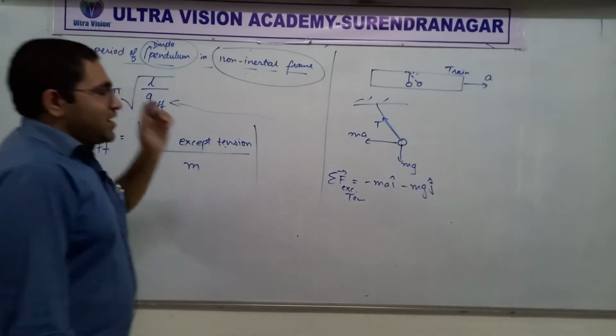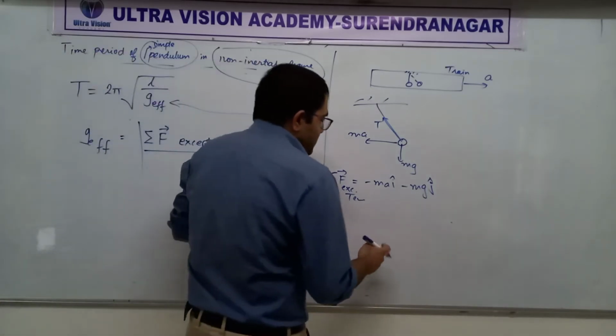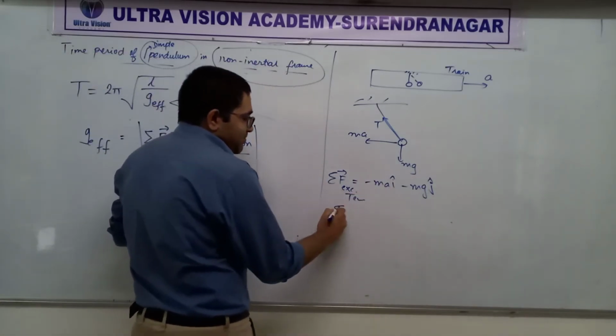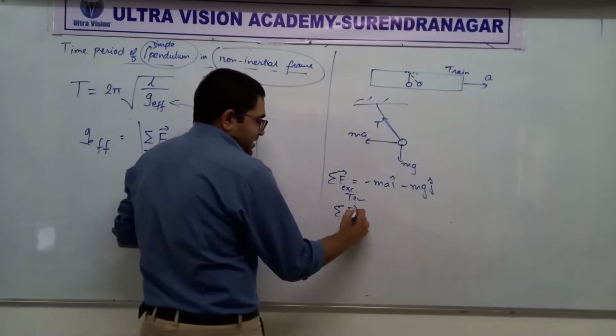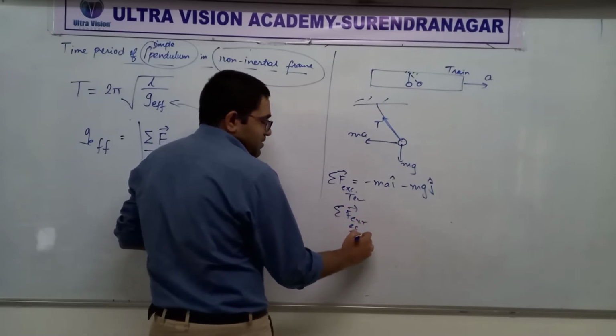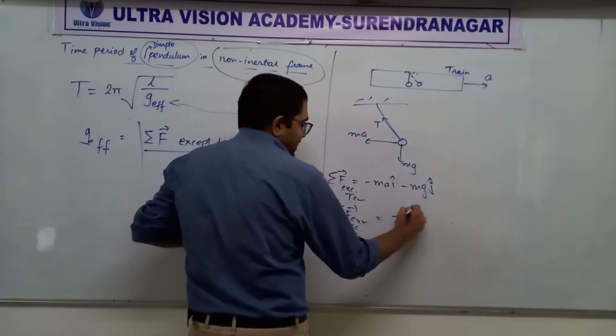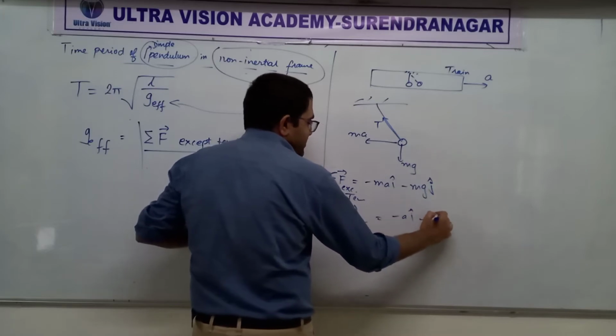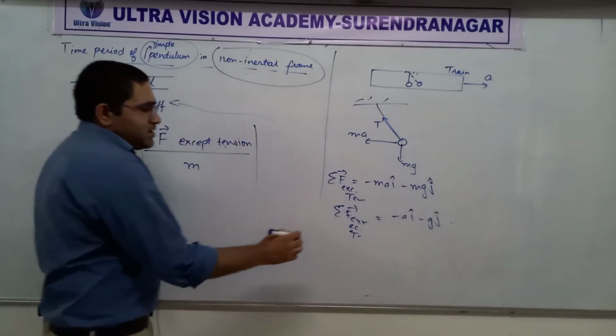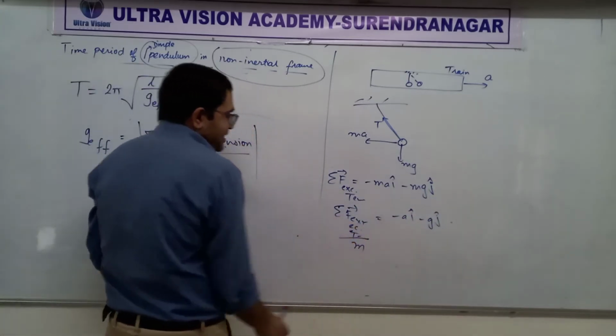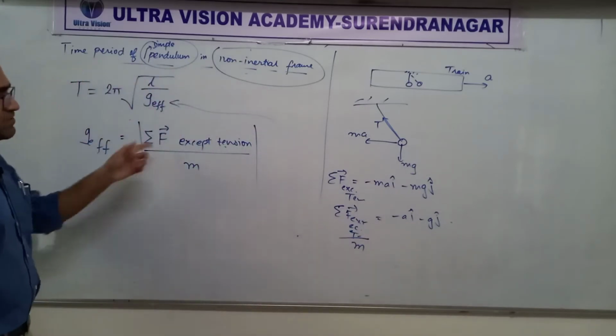Very good. Now time to take magnitude, but before that we'll divide by m. So sigma f external except tension is equal to minus a i caret minus g j caret. I have divided by the mass. Now we will take its magnitude.